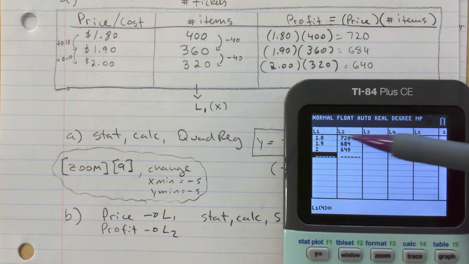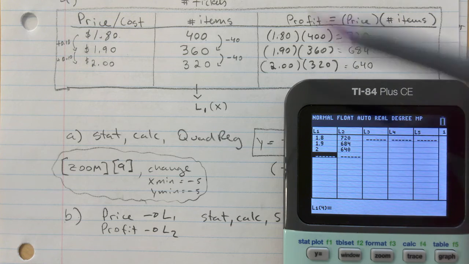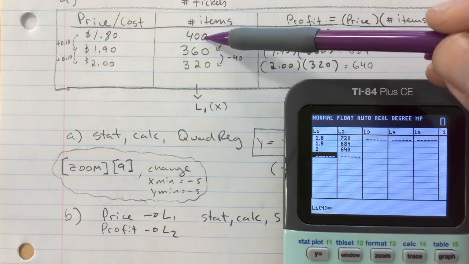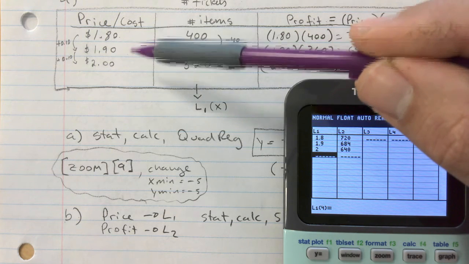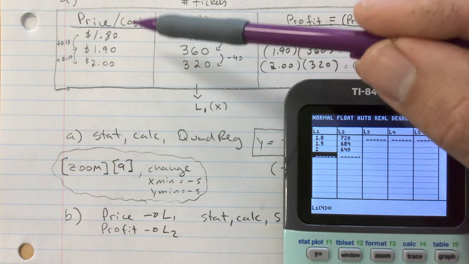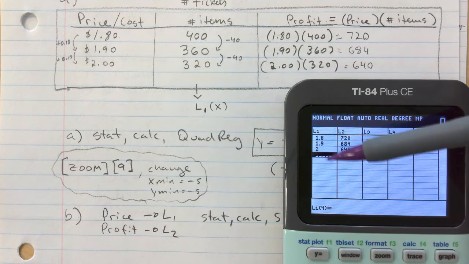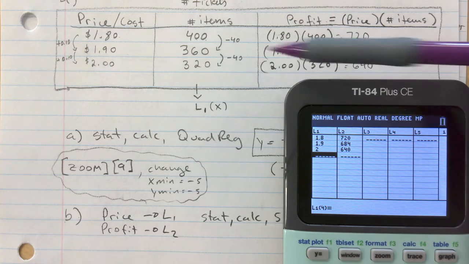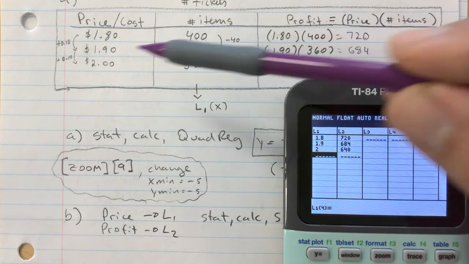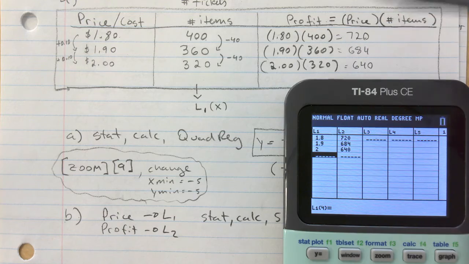Does it make sense that L2 stays the same? I hope it makes sense, because 180 times 400 is still always 720, right? You are just now feeding it L1, you're feeding price into it, because you want to find the equation that compares your price per ticket and the profit. That's what you want to compare, those two, okay?